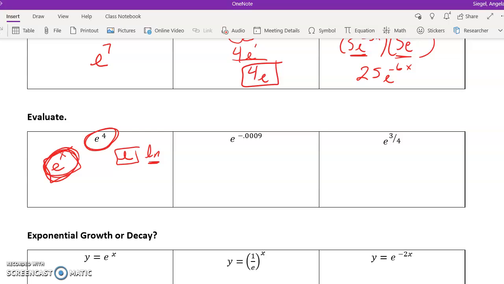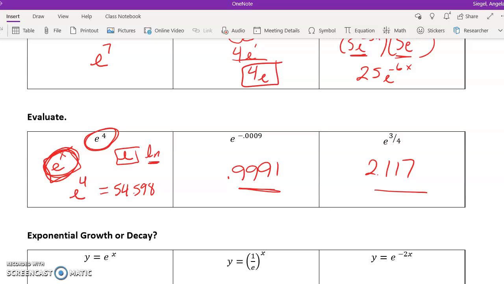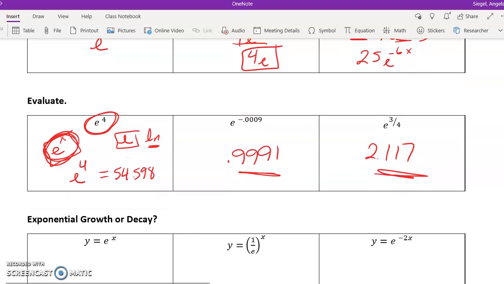When I type this in my calculator, e to the 4th power, I literally put it in as I see it, or with a caret button, and you should be getting around 54.598. Go ahead and do the other two and see what you get, and then we'll come back. These should have been your two answers when you typed in your calculator.